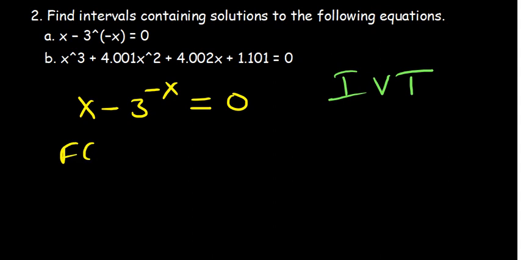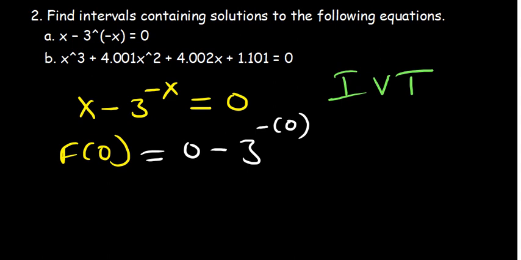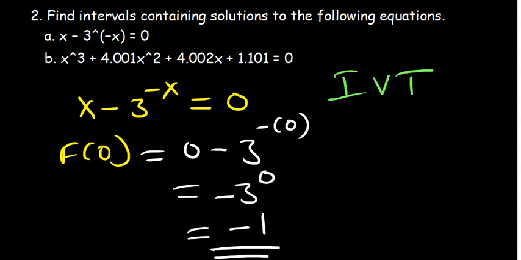So f of 0: where there's x, we put a 0, so we have 0 minus 3 to the power negative 0. Negative 0 is just 0. So that gives us negative 3 to the power 0. And you do know that any number to the power 0 is just 1. So in this case you have negative 1 for f of 0. Okay, so we have a negative value there. What about f of 1? What if you try f of 1? What is it going to give us?